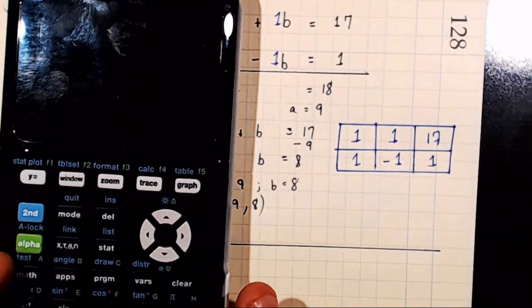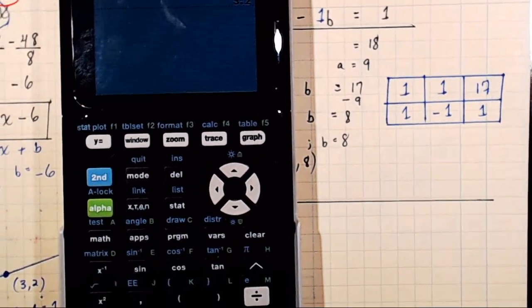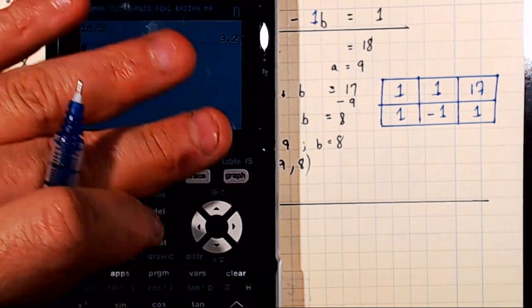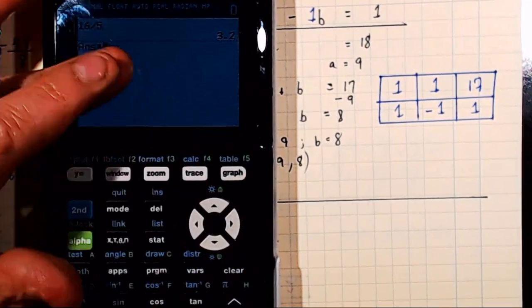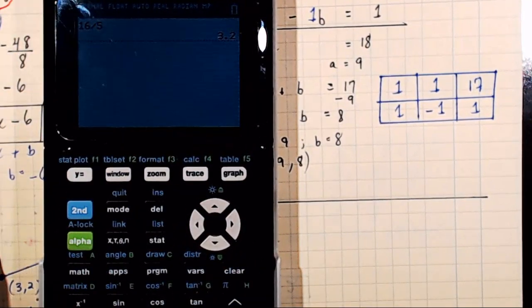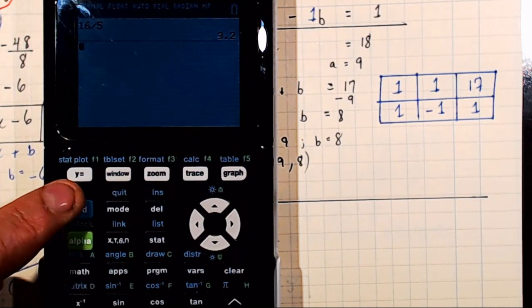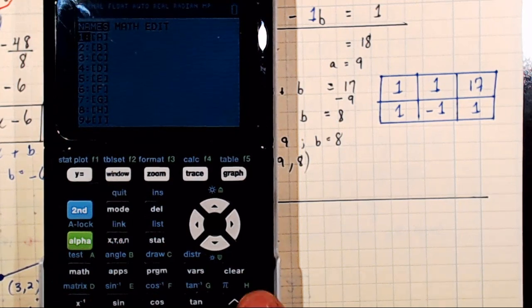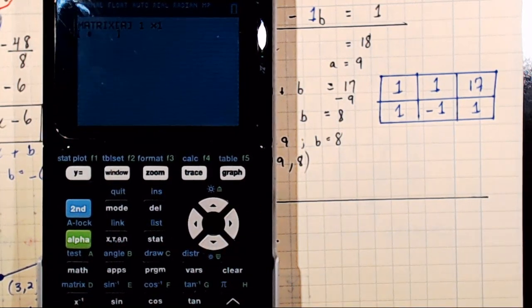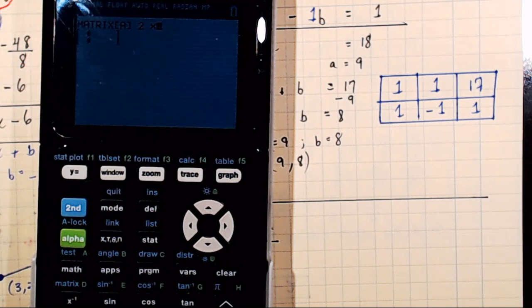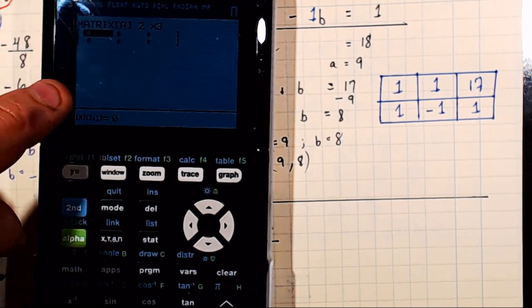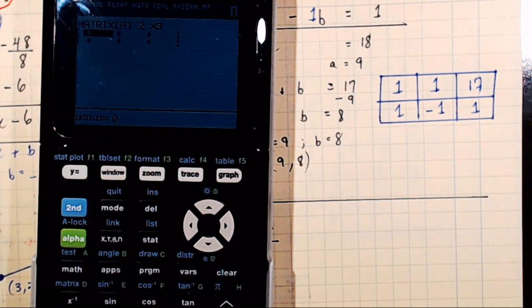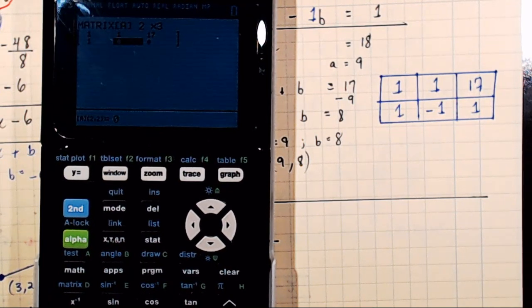Okay, so now we go to our calculator, turn it on, and we need to go to the matrix editor. So you hit second matrix and then go over to edit. Okay, you have to put in a 2 by 3 table. Then you just fill in the data as it appears here. 1, enter, 1, enter, 17, enter, 1, enter, -1, enter, 1, enter.